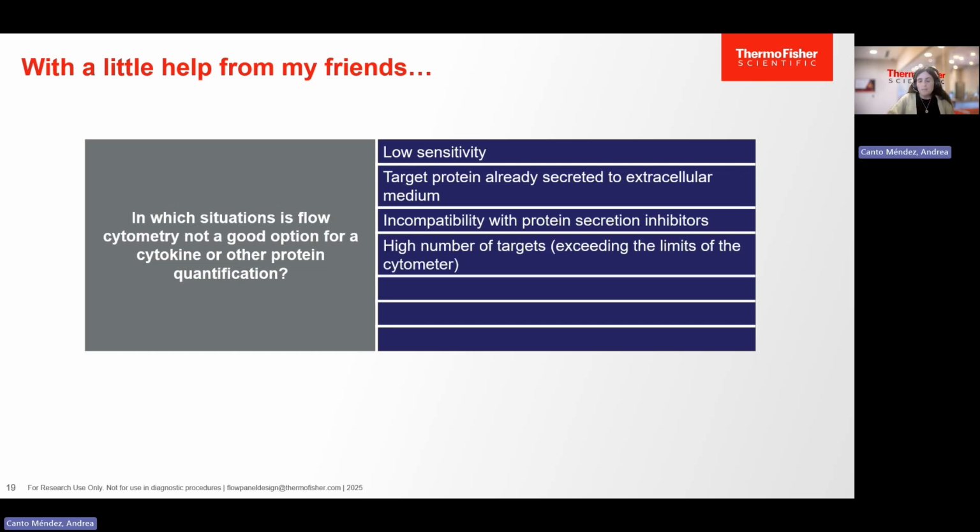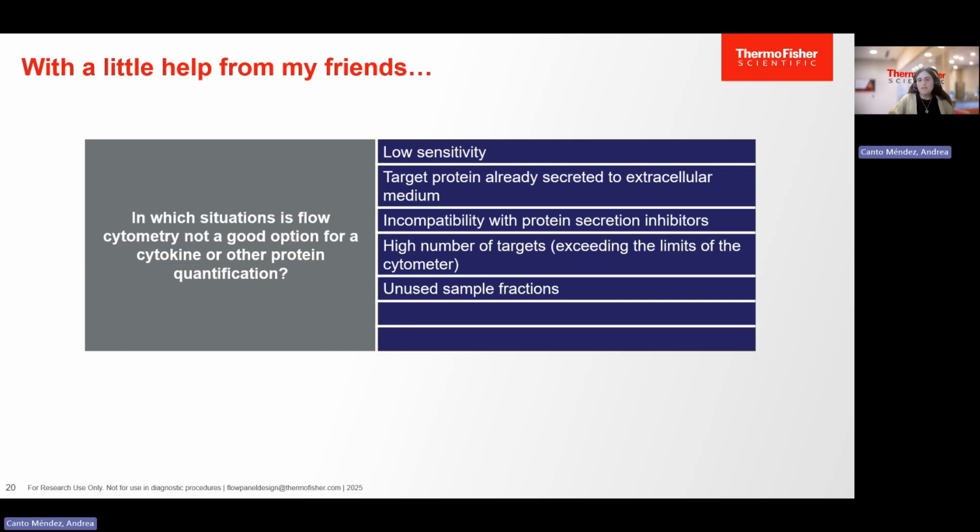Also, we might have a very high number of targets that we need to detect in order to answer our experimental question, and this might exceed the limits of our flow cytometer. So for example, if our cytometer can detect only 10 colors and we need to detect 20 cytokines, this is not going to be possible.